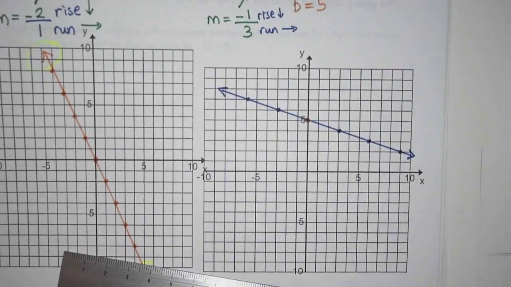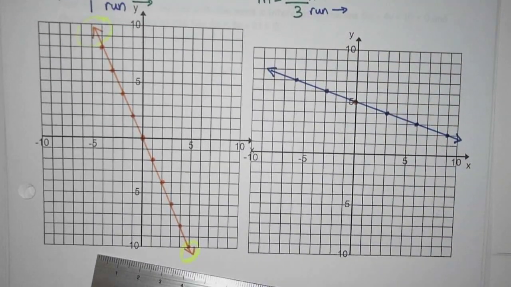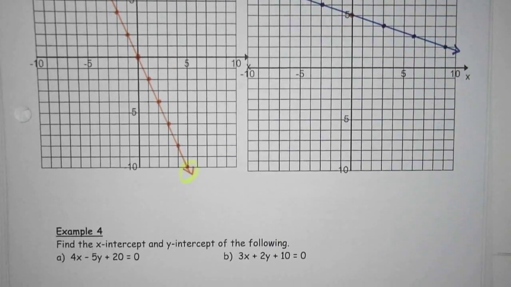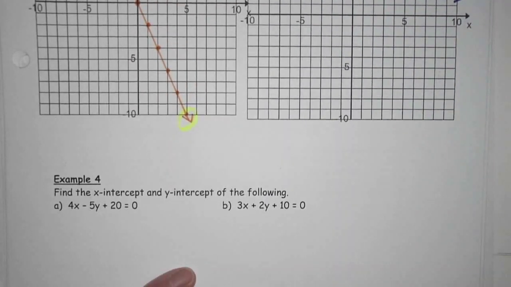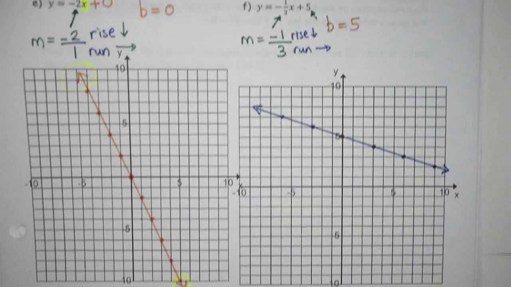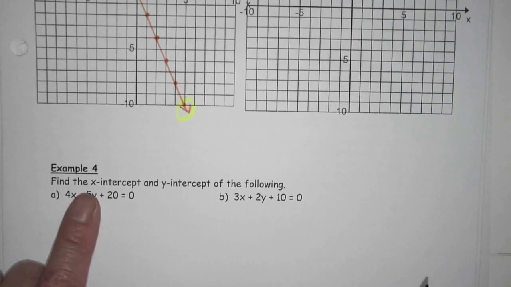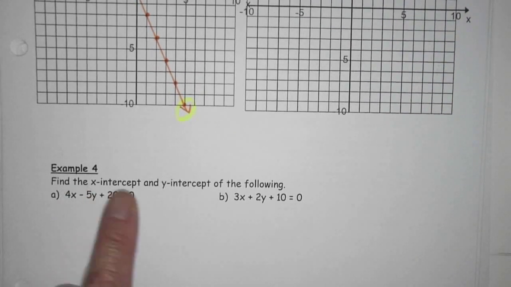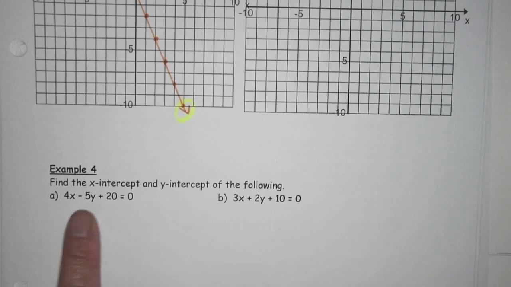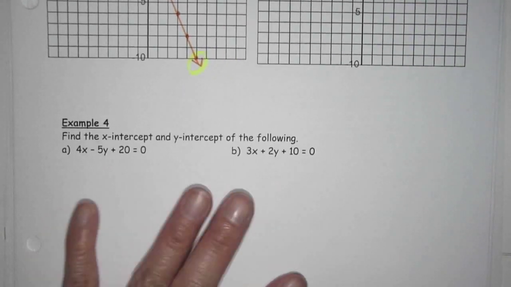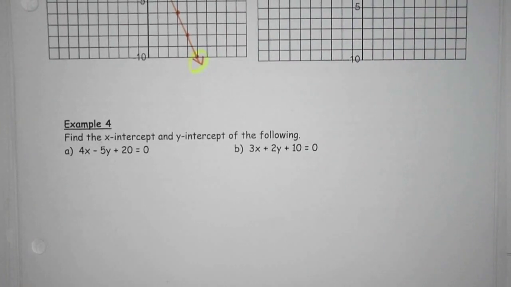All right, so that is graphing. We're going to go back to some more algebra with this. So here on the bottom of the page, that's our graphing stuff. On here, for example 4, I'm asking you to find the x and the y-intercept of the following. And I just gave you this. There's no grid, so I'm assuming that you're doing this algebraically.